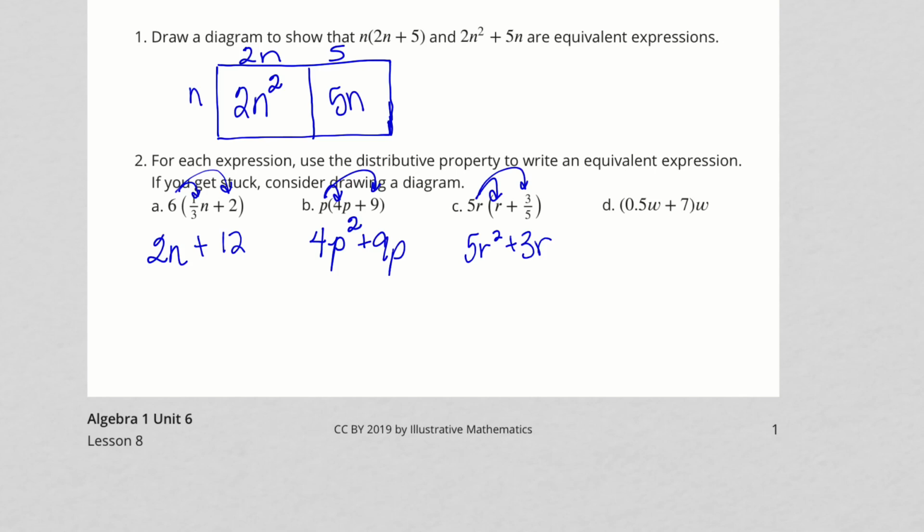0.5w times w. 0.5w squared. What is 7 times w? 7w. All right, let's go to the next page.